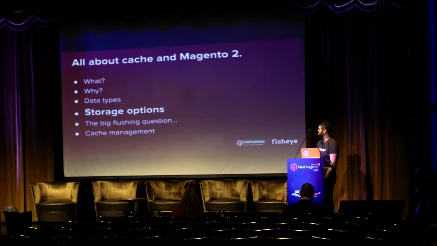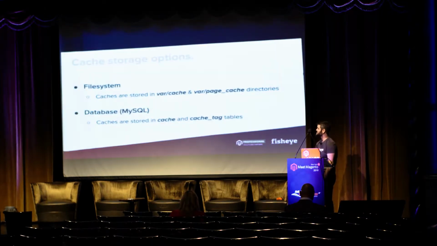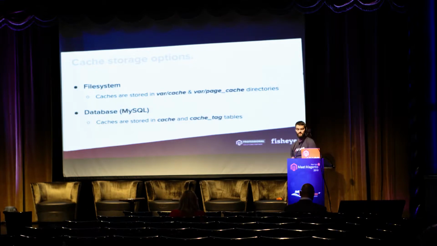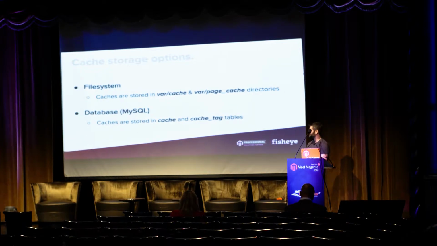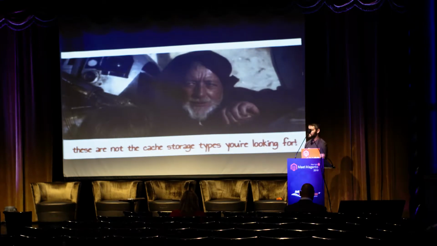Okay, so let's have a quick look at storage options. By default, we have file system. This is the default method, and when it is enabled, caches are just stored in the var/cache and var/page_cache directories. Next is database. If you use this, caches are stored in the cache and cache_tag database tables in MySQL. It's fair to say that those are not particularly performant. Whilst you might get away with it in development, you certainly shouldn't be using them in production.